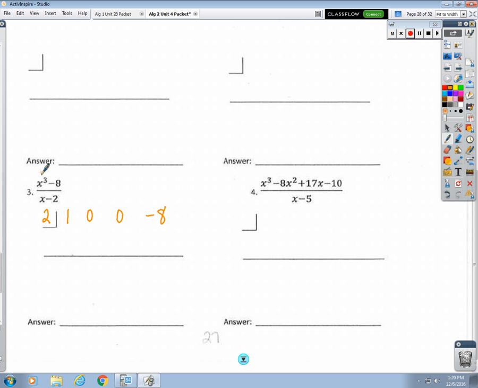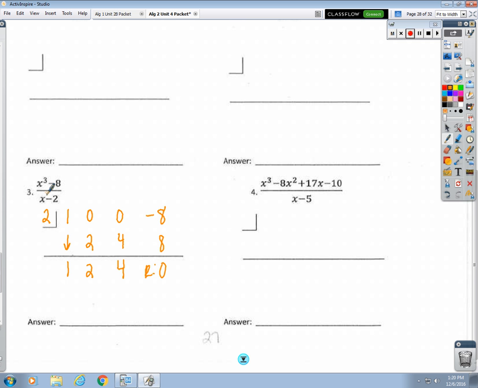Because think about it, aren't you missing the x squared term and the x to the first term? So you have to have 2 zeros for your x squared and your x. Now we bring down the 1, it then multiplies by the 2 to make a 2. When you combine those, it makes a 2. Then you multiply it by the 2 to get a 4. When you combine those, you get a 4. It then multiplies by the 2 to make an 8. And when you combine those, you get 0, and that is your remainder.